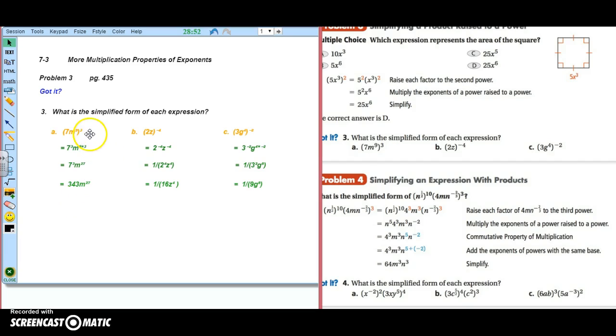So whenever you have an exponent outside the parentheses, it not only goes with just those parentheses, but it has to go with everything inside the parentheses.